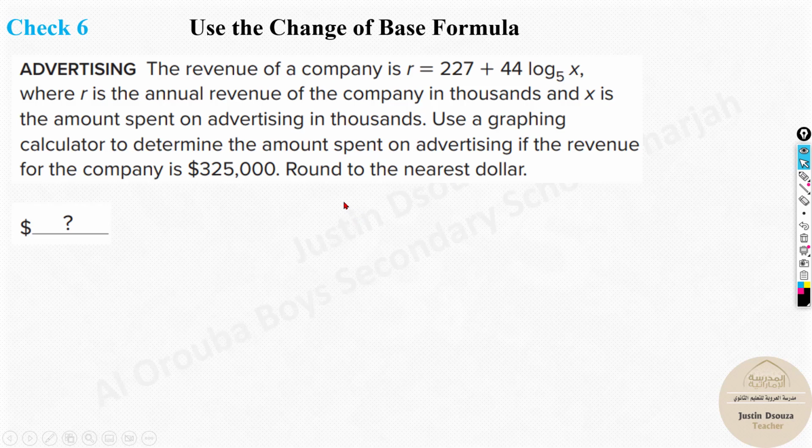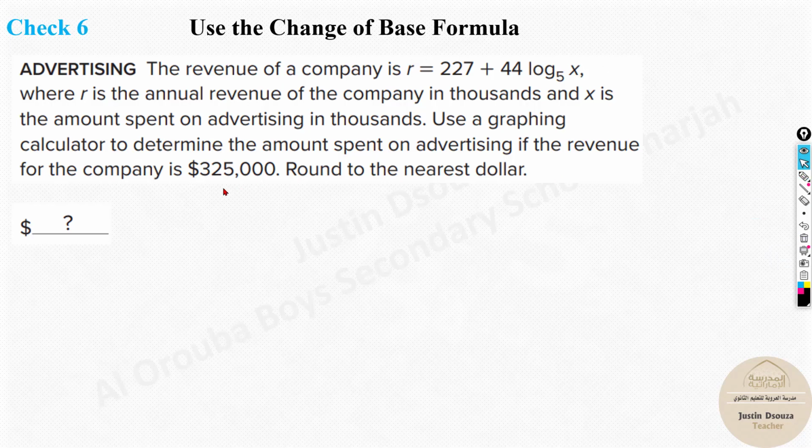Last problem, over here. The revenue of a company R is equal to R equals 227 plus 44 log base 5 x, where R is the annual revenue of the company in thousands and X is the amount spent in advertising in thousands. Okay, so revenue depends on advertisement, because the more you advertise, the more people come to know about your business, and then you will get more business. Use a graphing calculator to determine the amount spent on advertising if the revenue of the company is so much. So this is the relation where revenue and advertisement are related.